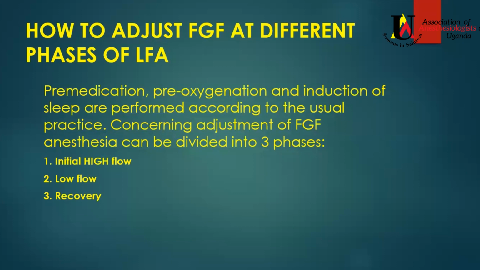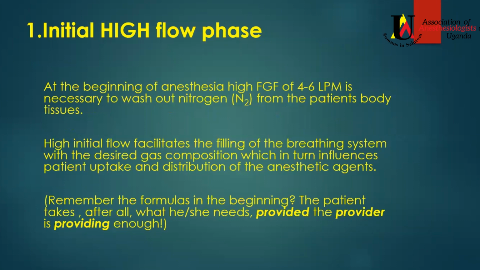So premedication, preoxygenation, and induction of sleep are performed according to the usual practice. That one does not change. Concerning adjustment of fresh gas flow, we have 3 phases: the initial high flow, the low flow. So this is where now we'll go into details about this. The initial high flow phase, we all know that you have that which starts at the beginning of anesthesia. You run high flows of fresh gas of 4 to 6 liters per minute. And this is just to wash out the nitrogen from the patient's body. Yes, you preoxygenated, but then you continue this, okay?